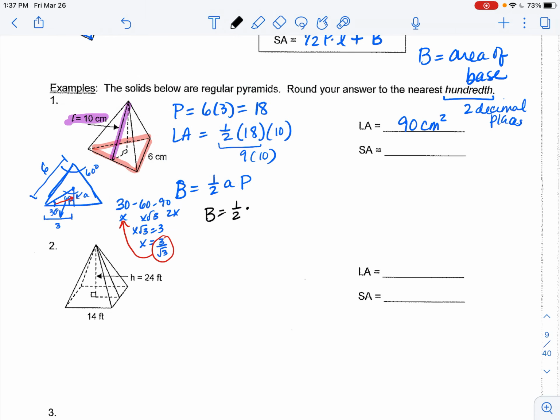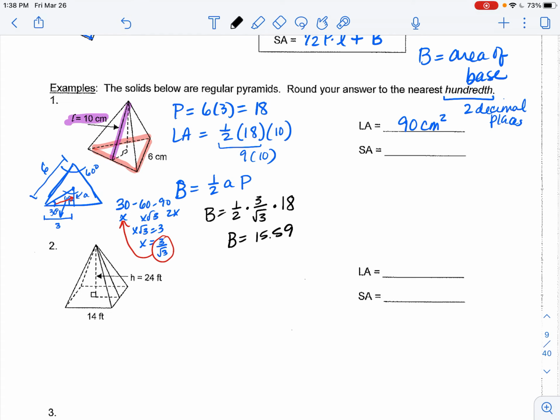1/2 the apothem. I'm not even going to rationalize it because I'm going to go ahead and put it in my calculator so that I can get a decimal answer. And then the perimeter we said was 18. Okay, so 1/2 of 18 is 9. And 9 times 3 divided by root 3, that's going to give me about 15.59. So the area of the base is about 15.59.